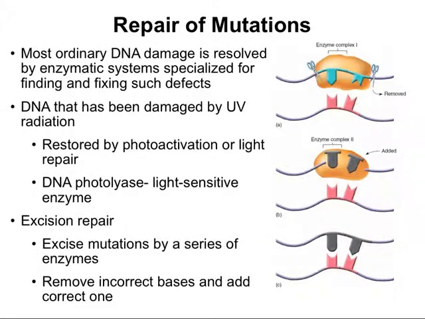Now earlier we learned that DNA had its own proofreading mechanisms to repair mistakes in replication. The cell also has additional systems for finding and repairing DNA that's been damaged by these various possible mutagenic agents. Most ordinarily, the DNA damage is resolved by some enzymatic systems that are specialized for finding and fixing such defects. There are a couple of examples.